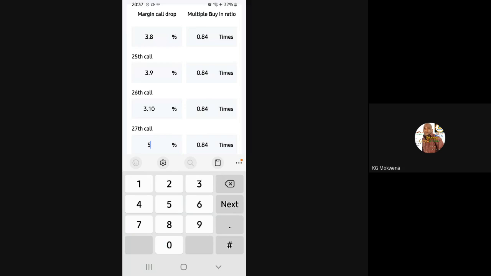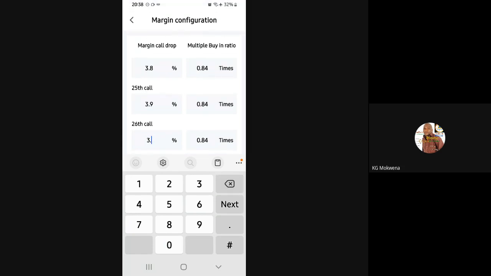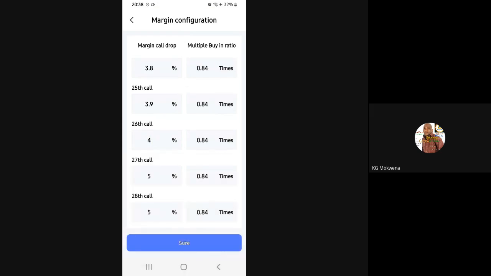No, we are going back now. We are going back to 3.1 there. It should move to 4%. Call number 26, make it 4%. And then those other ones, just leave them where they are. They are okay where they are.